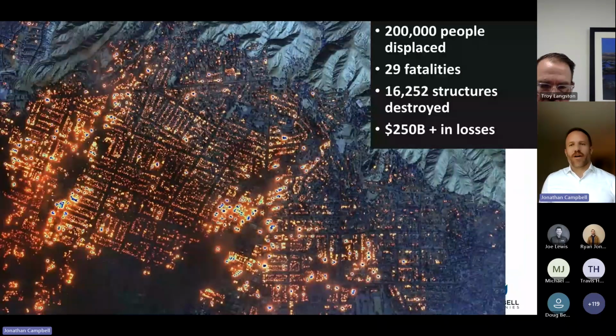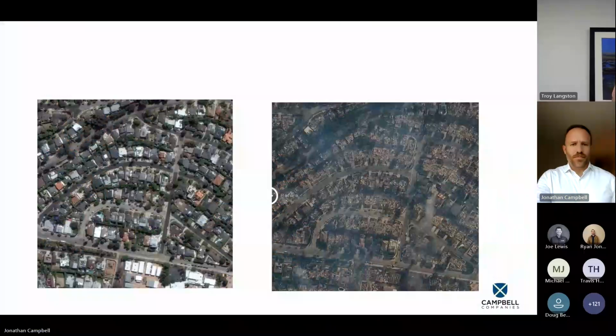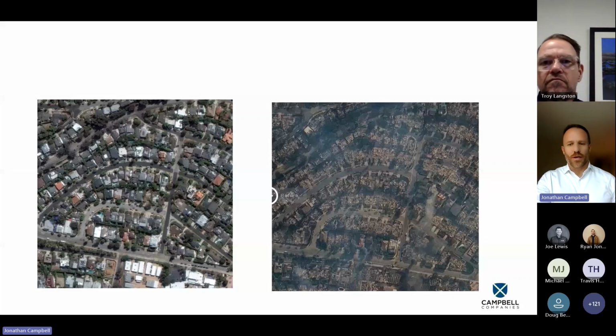Then you look at the LA fires, and you had 200,000 people displaced. Just this morning, they updated the fatalities to 29. You had 16,000 plus structures destroyed and $250 billion plus in losses. That number will surely climb, but just a terrible, terrible loss there. And so you see whole neighborhoods that were just completely obliterated, completely destroyed. And who knows what's going to happen there going forward.